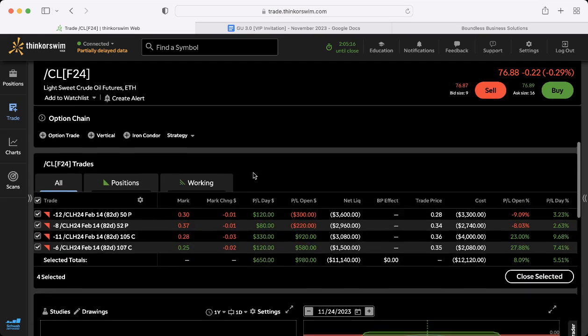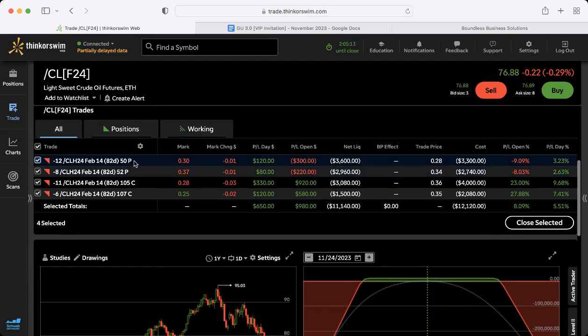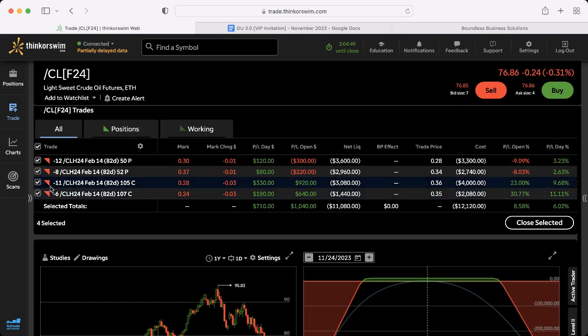We'll scroll down here a little bit. And here are the different strike prices that we have. If you see these red triangles over here, that means we are short. Okay, we are in a short position. And if you look at the number just beside that, the -12, -8, -11, -6, that's how many contracts we're short. Had we bought options, these would be green triangles, and the quantity would be a positive number. But when we've sold options, they show up as a negative number there.